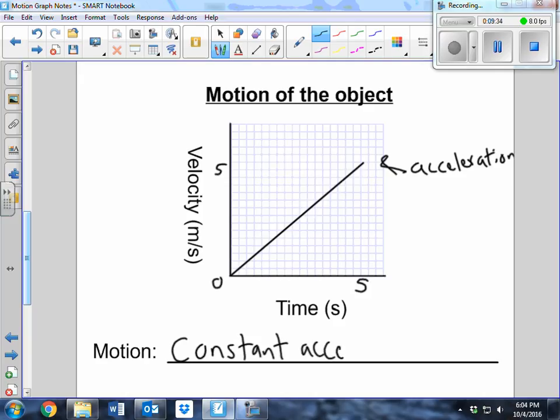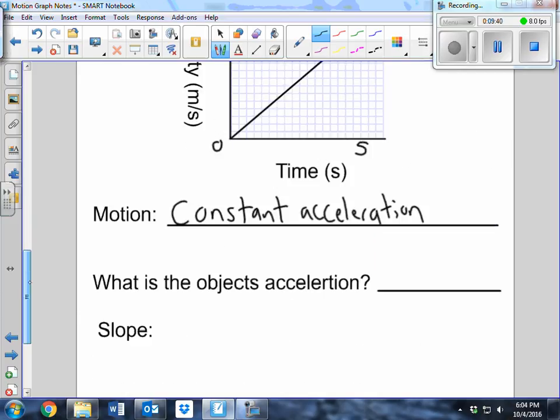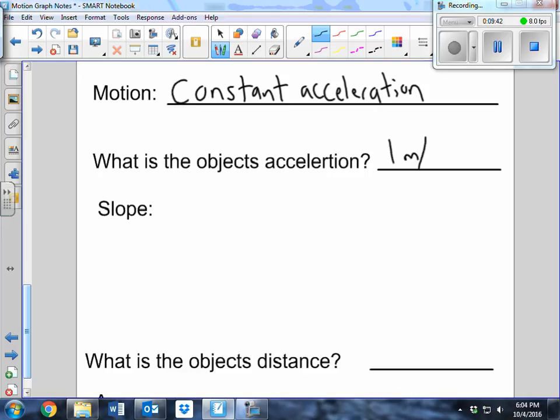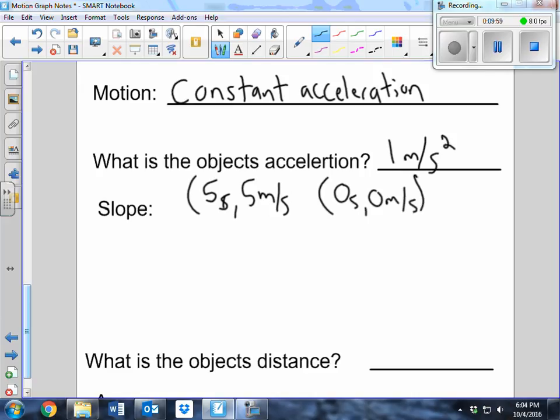So we would say that this is a constant acceleration. And because of the way I set up the graph, the constant acceleration is going to be 1 meter per second squared. We can see that because we could pick the time of 5 seconds at 5 meters per second, and another point, 0 seconds at 0 meters per second. It's the same math as before, so I'm not going to waste time writing out the same equation, but you're going to get 1 meter per second squared.